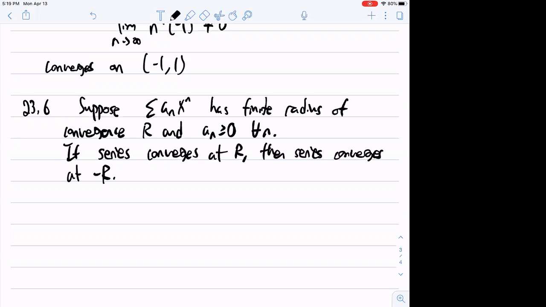Hopefully you all remember absolute convergence, right? If a series converges absolutely, then it converges, which means if you take the absolute value on the inside and it converges there, then it converges in the original, right? So basically you want to check, does this series converge?